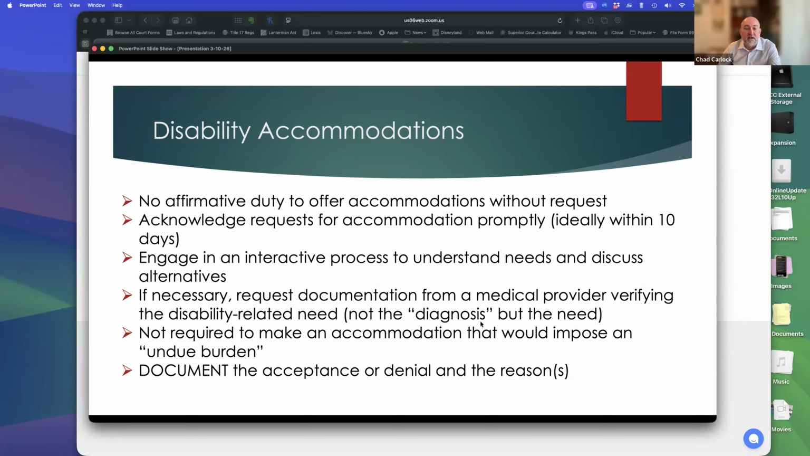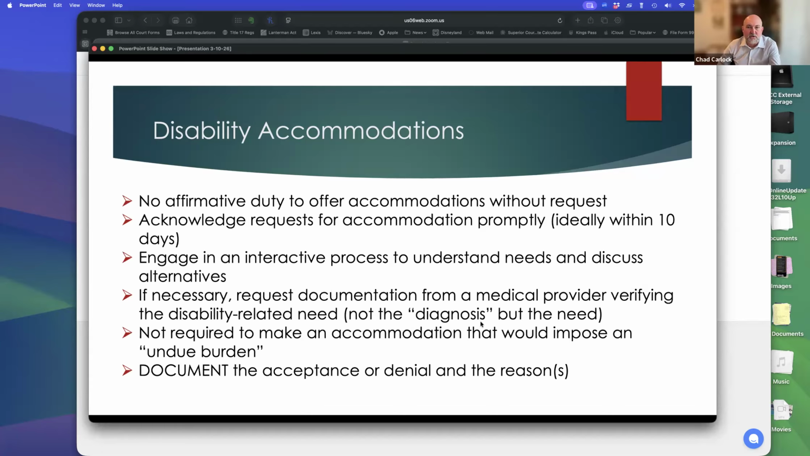If someone makes an accommodation request to you, it needs to be as concrete as possible. They need to explain what accommodation they are requesting. Best to acknowledge that request as soon as possible. You want to document this whole process as best you can.